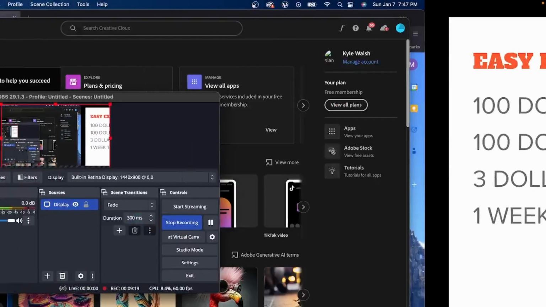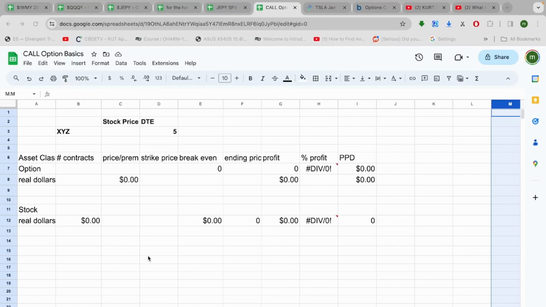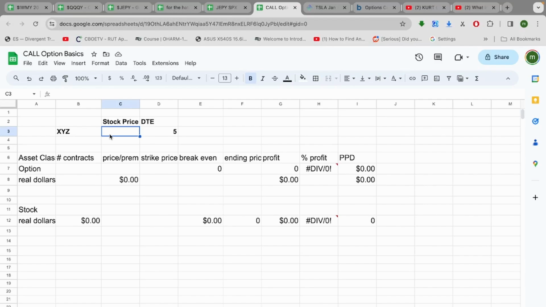All right, so let's look over here. This is going to be an easy math example. In options, there's always a fictional company called XYZ. Whenever you're learning about options, people always say, okay, you've got the XYZ company, and let's say it's selling for $100 a share, so we'll put 100 there.